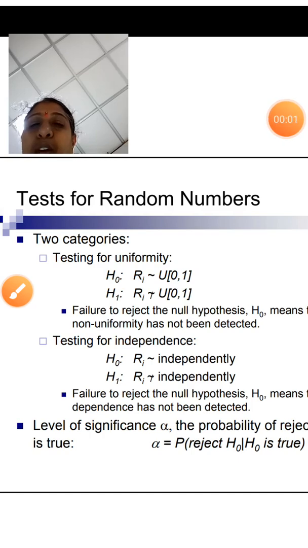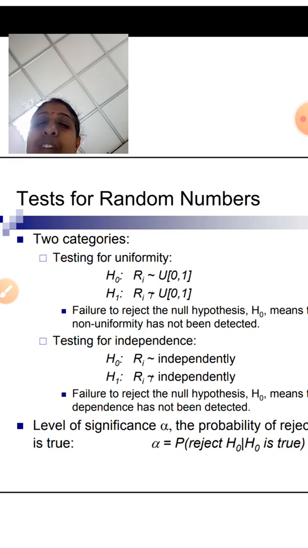Until now we were discussing random number generation using various methods. The first one is the linear congruential method, the second was the combined linear congruential method, and the last one is by using random streams. So here, the random numbers which we have generated, we need to test.